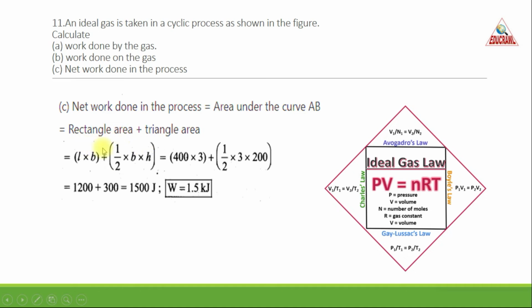So rectangle area, you know that it is L into B. Triangle area is half into base into height. So length value is 400, breadth is 3 and base is 3 and height is 200 from the graph. So substituting this, you get 400 into 3 plus half into 3 into 200, which is equal to 1200 plus 300, which is equal to 1500 joule, which is equal to 1.5 kilojoule.